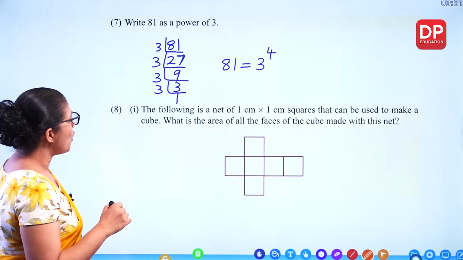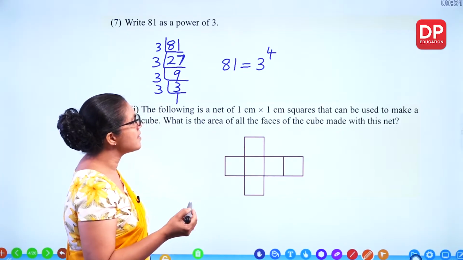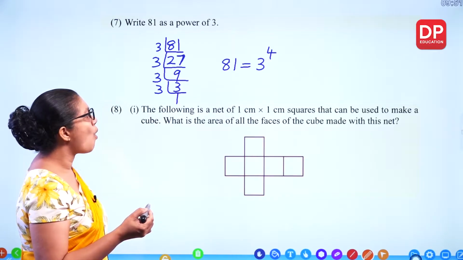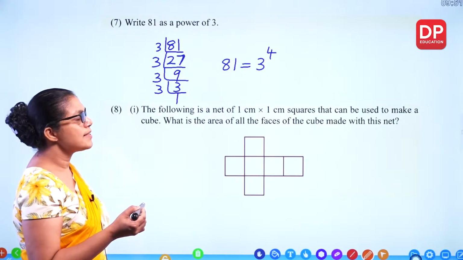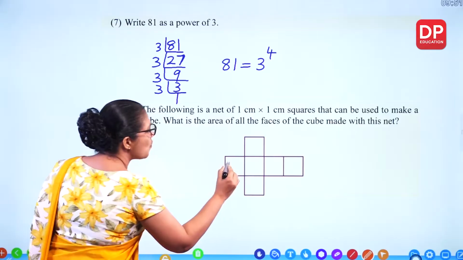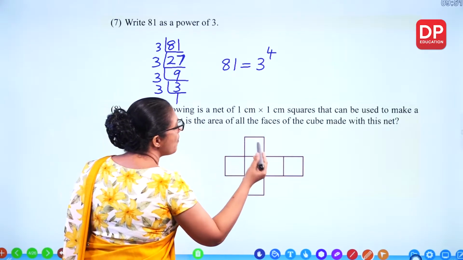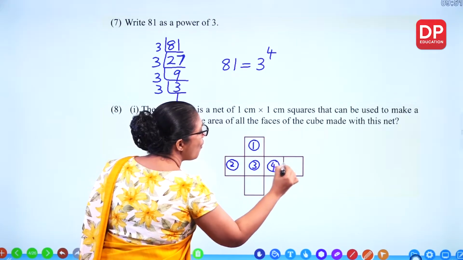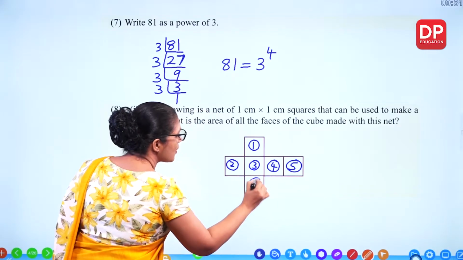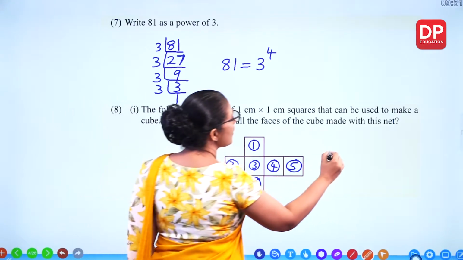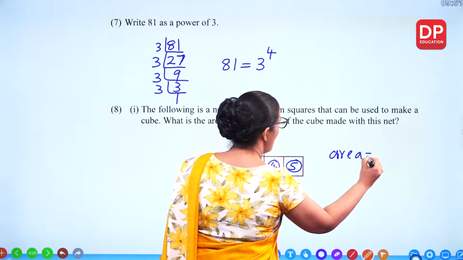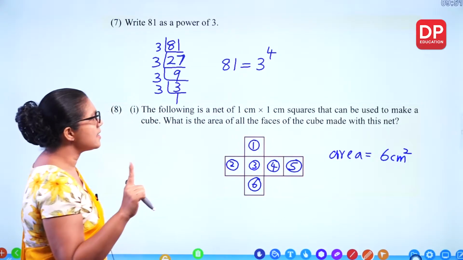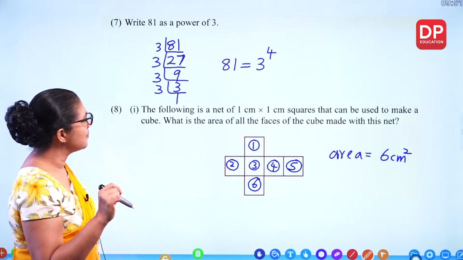Question number 8. The following is a net of 1 centimeter into 1 centimeter squares that can be used to make a cube. What is the area of all the faces of the cube made with this net? So if 1 is 1 square centimeter, how many squares are there? 1, 2, 3, 4, 5, 6. So what's the area? Area is equal to 6 square centimeters because 1 square represents 1 square centimeter.